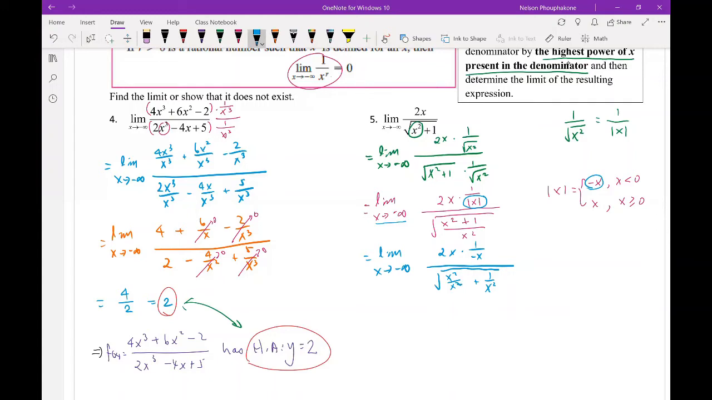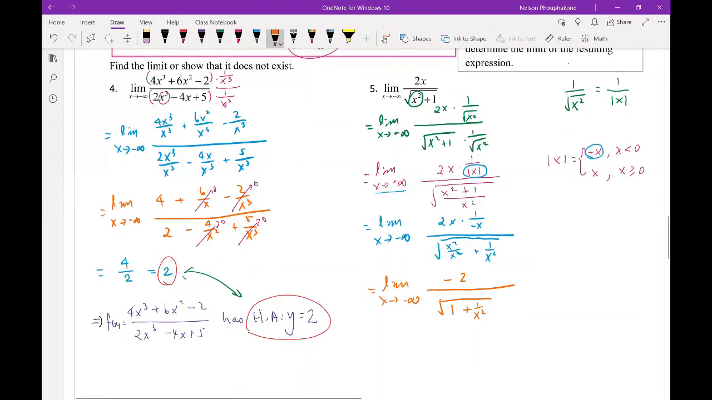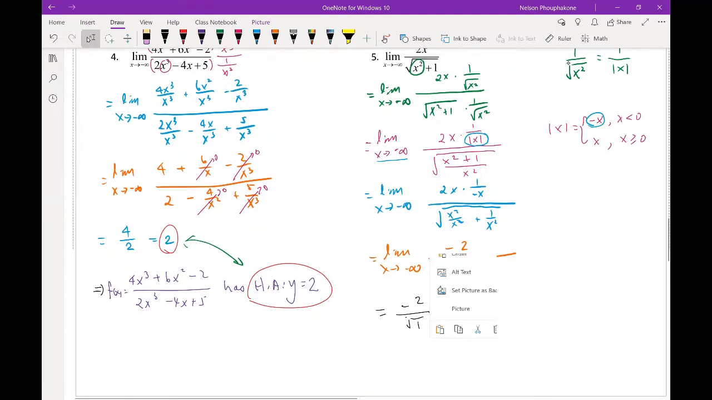And now I will have the limit as x approaches negative infinity of negative 2 over square root of 1 plus 1 over x squared. Again, if we take the limit, this goes to 0, then the answer will be negative 2 over square root of 1. So my answer will be negative 2.